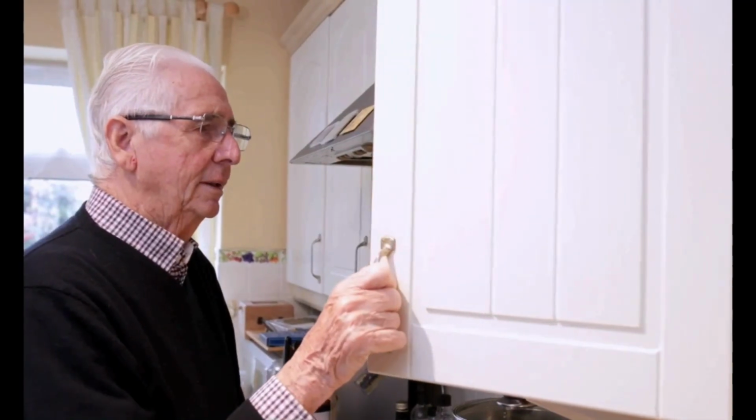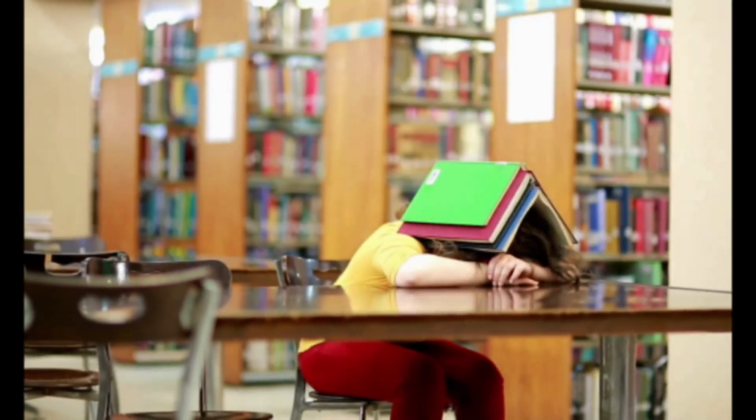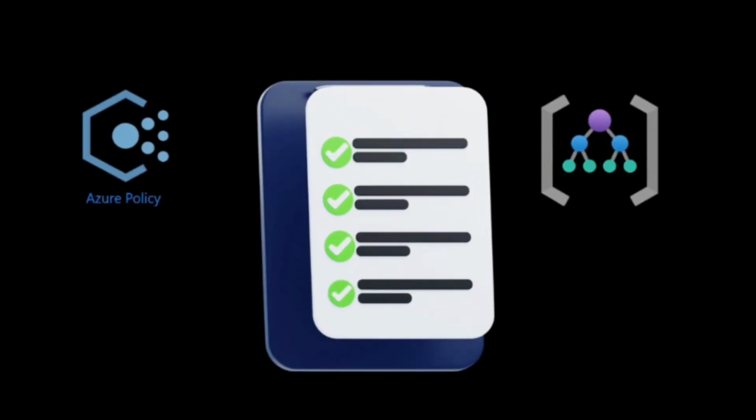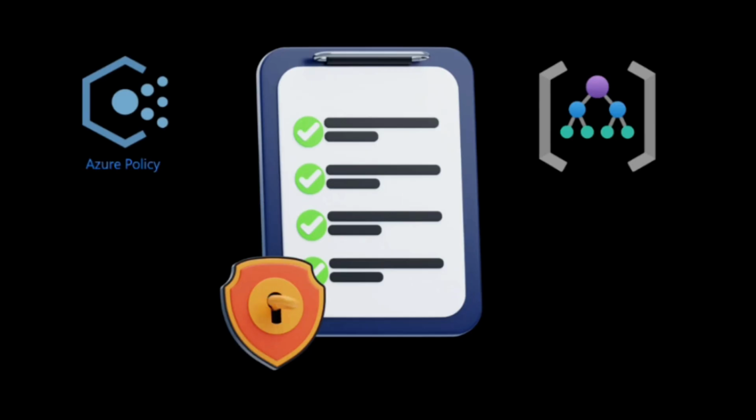Ever opened a cupboard where everyone in the house has been stuffing things for months? Now imagine that cupboard is your Azure account. You are the one responsible for finding order in that chaos. That's where Azure Policy and Management groups come in. Your blueprint and house rules to keep the digital mess under control.